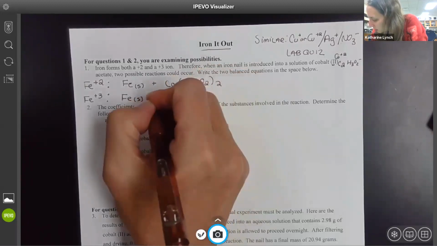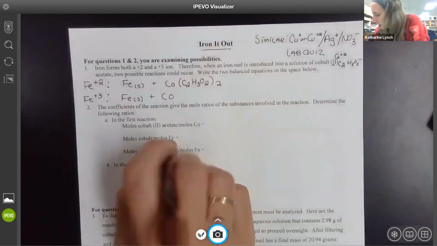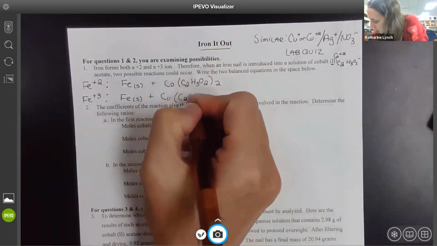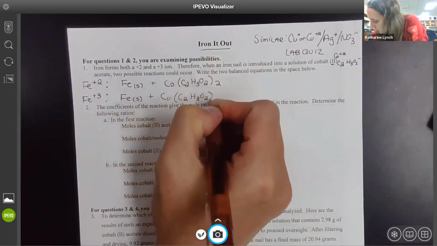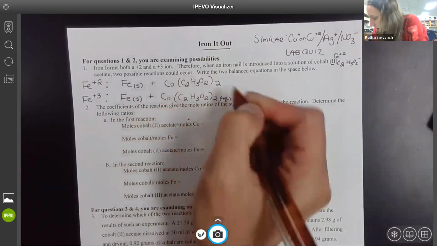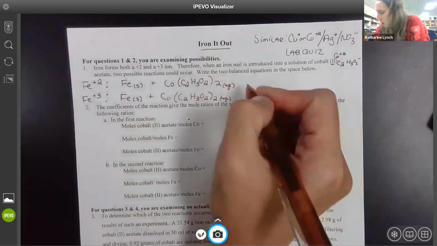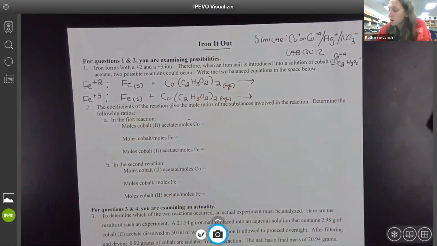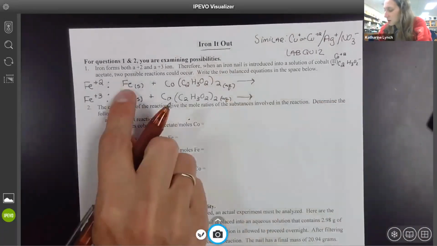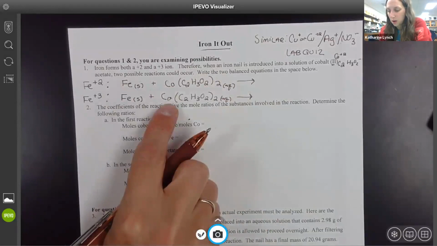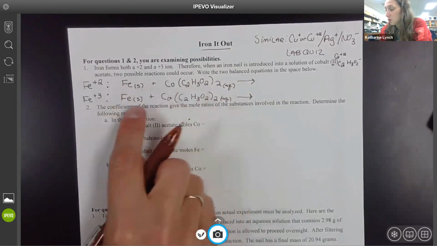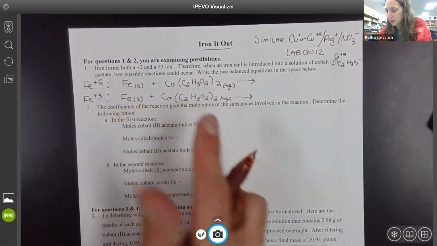So I'll have to put Co, that kind of looks like carbon monoxide, let's make it look more like cobalt, then (C2H3O2)2. And both of these are in solution, so we've got to put aqueous. Just like our lab that we did with copper, this is a single replacement reaction. Iron's going to kick out cobalt. So I'm going to form Fe+2 with acetate, or I'm going to form Fe+3 with acetate.